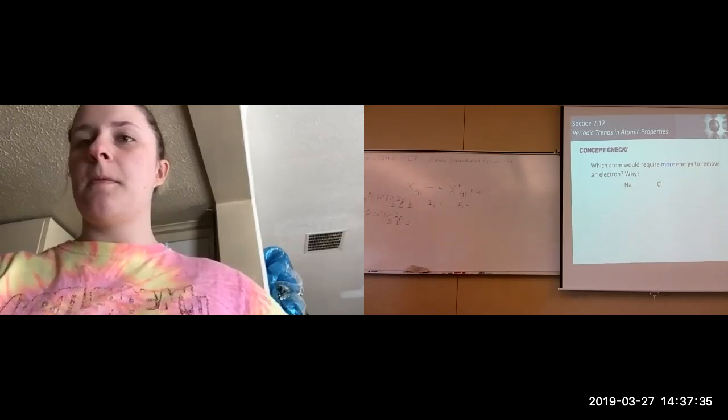All right. Now, when you've got sodium and chlorine in the same period, we can use our trend. Since they're so far apart, the trend generally works. Sodium should take less energy to remove that first electron than chlorine does. Let's look at it to the right. Okay. More energy for chlorine.